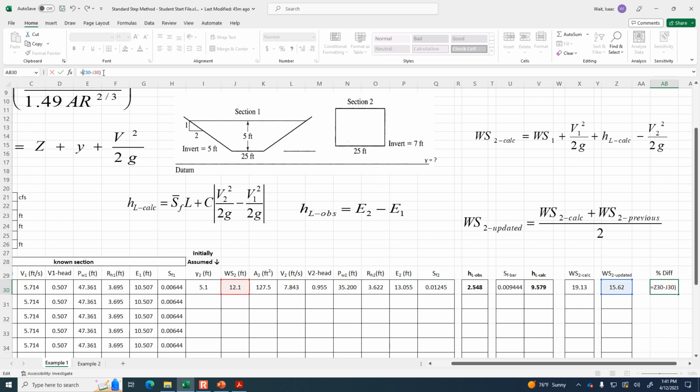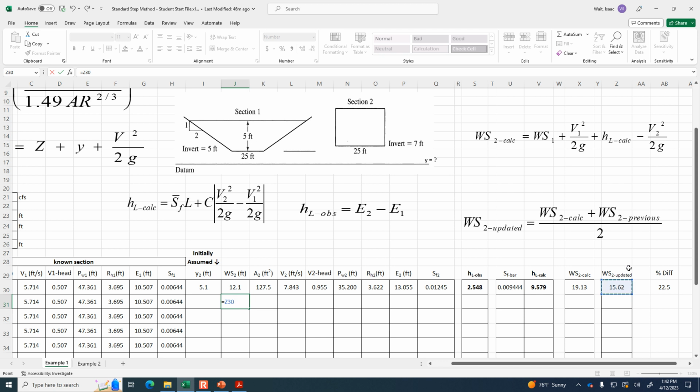Put parentheses around that, divided by the updated, times 100. So what this means is we're looking for the percent difference to go down to below 1%, suggesting that the water surface elevation isn't changing anymore within each row. Okay, so for this water surface, we're going to set it equal to the previously adjusted value from the last row.